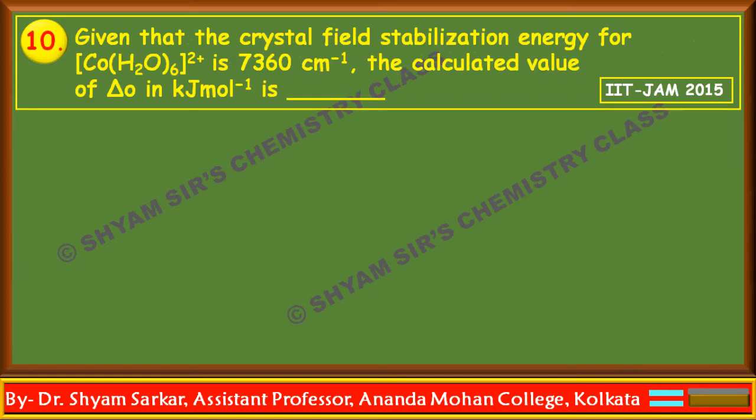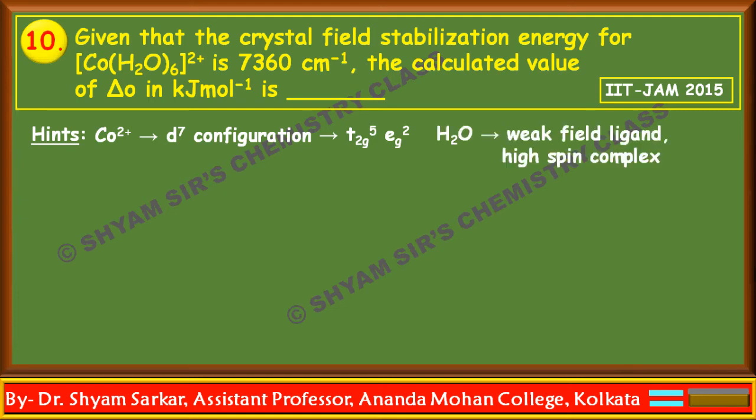So next question, given that the crystal field stabilization energy for cobalt H2O 6 2 plus is 7360 centimeter inverse, the calculated value of delta O in kilojoule mole inverse is. So you have to calculate the delta O value in kilojoule per mole. Let us see how you can calculate. Cobalt 2 plus means d7 electronic configuration, that is t2g5 eg2, and here you can see that water is a weak field ligand, so the complex will be high spin in nature.